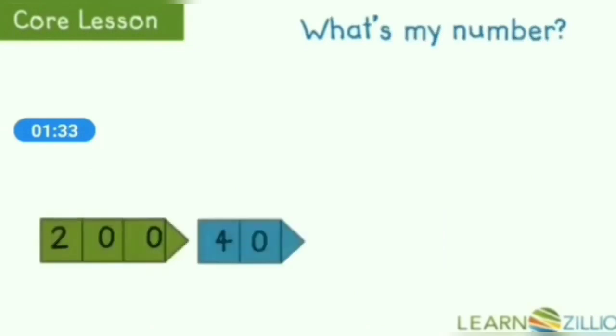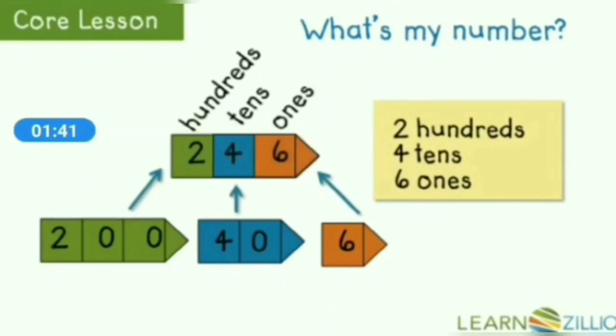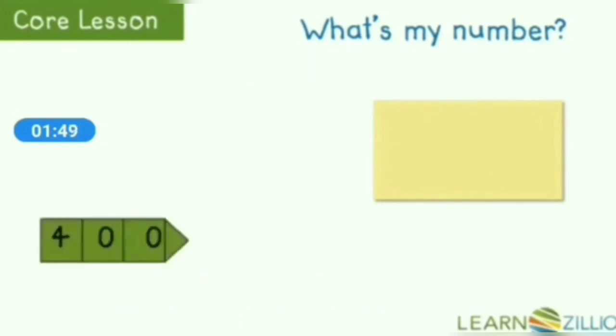What's my number? Here I am having the Maan cards 200, 40 and 6. 200, 4 tens, 6 ones. By combining it together, I will get the standard form of the number, that is 246. By combining it, like 200 plus 40 plus 6.